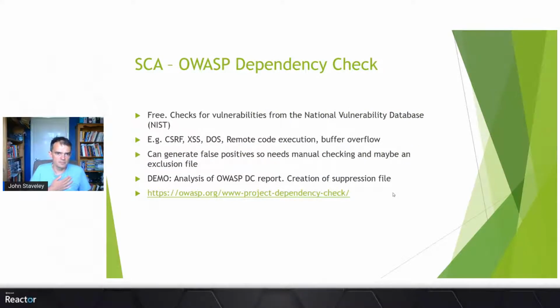So first of all, the OWASP dependency check. So this is kind of like my go-to. It's pretty thorough and it's pretty easy to install and it's part of the build. It checks for vulnerabilities in the National Vulnerability Database, for instance, cross-site request forgery, cross-site scripting, denial of service flaws, remote code execution, and buffer overflow. The only problem with it is it can generate a lot of false positives, so it needs manual checking for each of those and maybe an exclusion file.